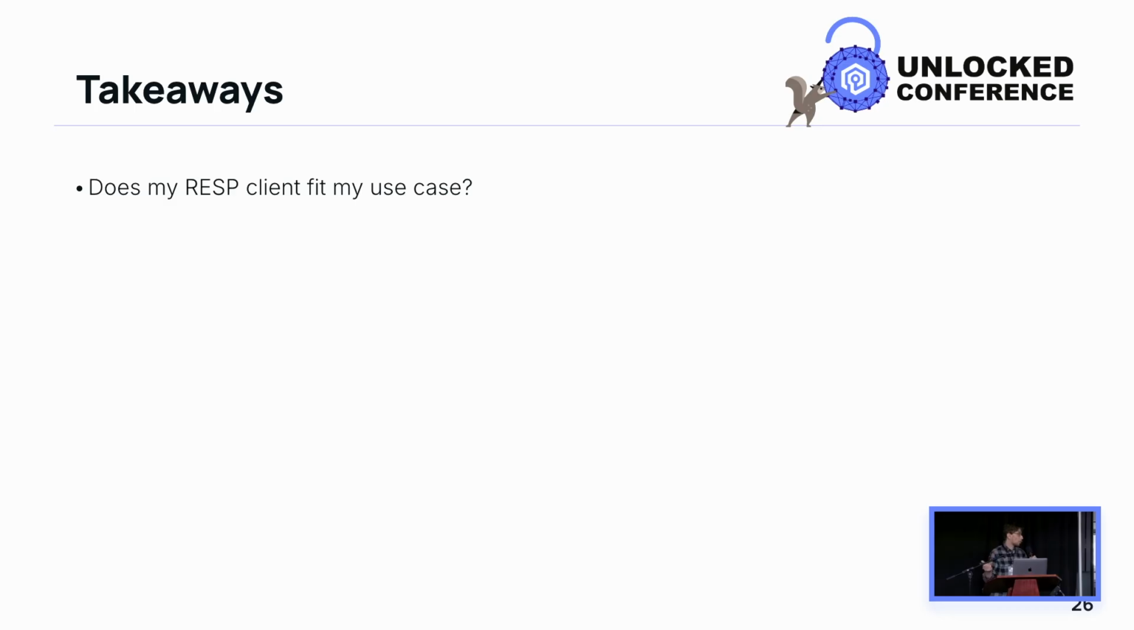OK, I have only one takeaway for everyone, and it is, does my RESP client fit my use case? Because I don't want anyone to go home or go back to work and start replacing your clients. That's not the point of this. Use this as a jumping off point to evaluate your configuration of your existing client, do some performance benchmarking, and go from there. And if you have to pick a new client, redo those two things. And then whatever you choose, keep your clients up to date. That's really important, right? Because they will improve and they'll get more features that Valkey has to offer.